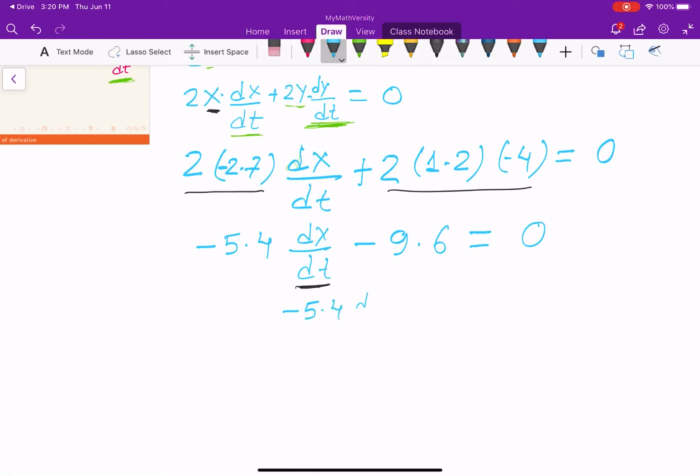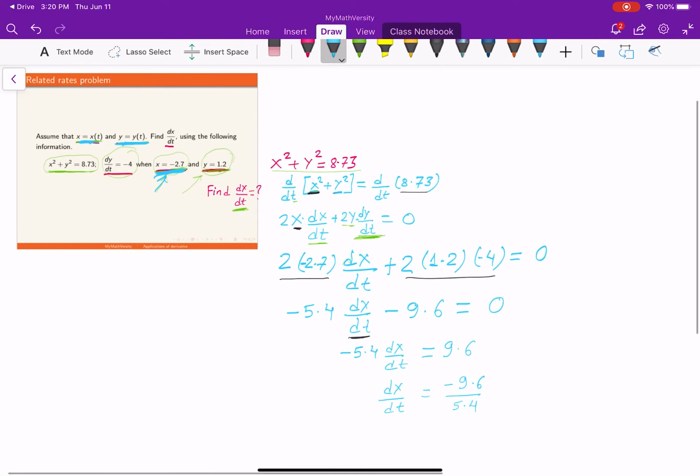To do that, first we add 9.6 on both sides, so this will be equal to 9.6. Then to isolate the derivative of x with respect to t, we divide both sides by negative 5.4. So negative 9.6 divided by 5.4. You could also write 9.6 over negative 5.4, but that's the same thing. So this is our rate of change of x with respect to t for the given information. All right, so we are done.